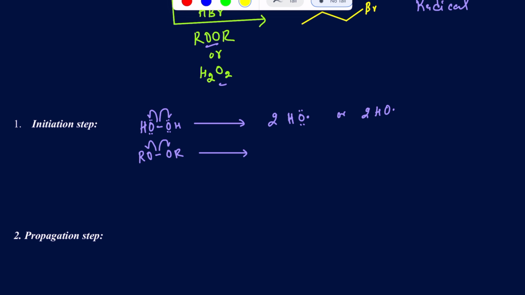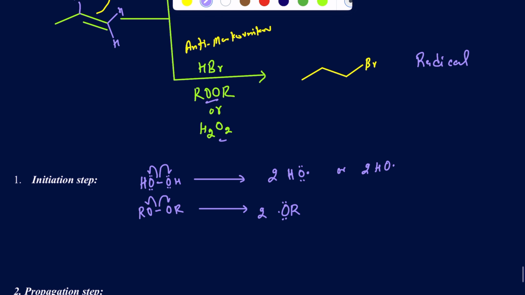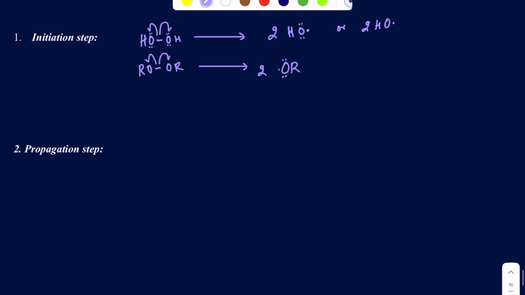So you create the radical here, and I could have done the same thing. I could have made OR here, two molecules of OR, and that is going to be a radical in there. So now I have created the radical. My next step would have been to just go ahead and start with the molecule here and then see how that's going to look.